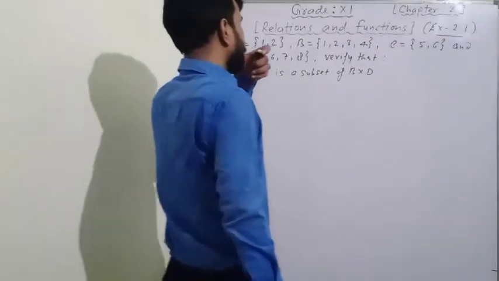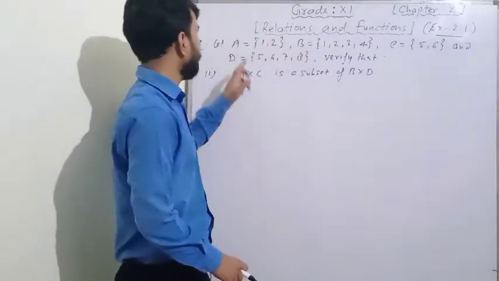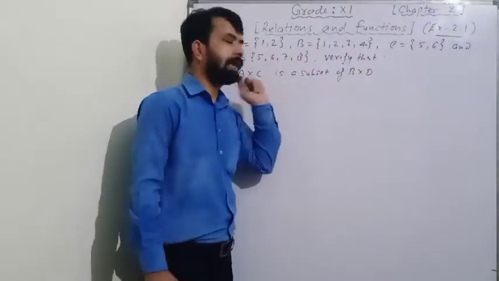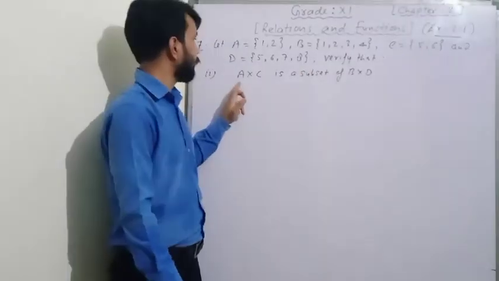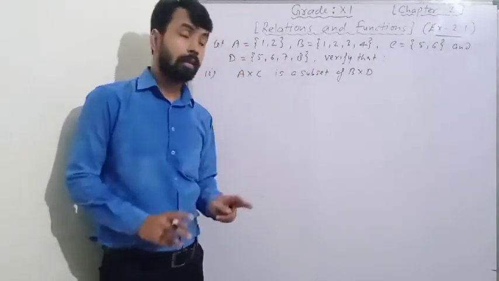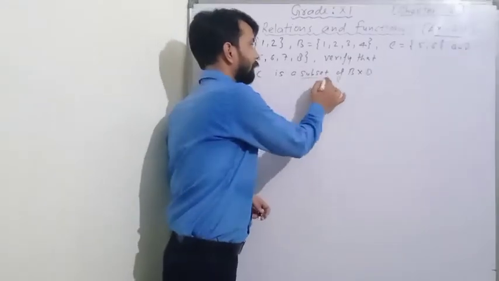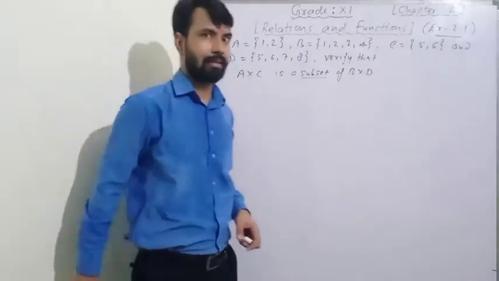Okay students, now I am explaining the second part of 7th question. Again, set A, set B, set C and set D is given. Verify that A cross C is a subset of B cross D. Subset. Chapter number 1, sets.